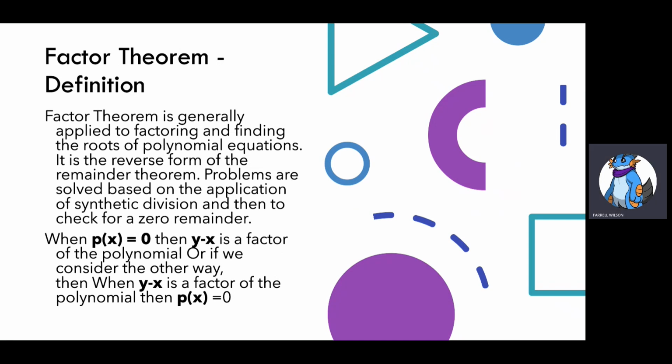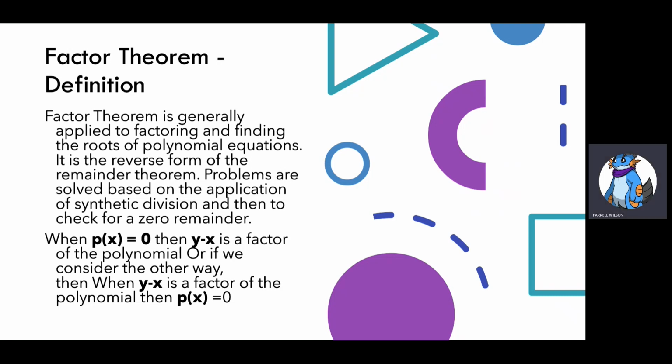Second, we have the definition of the factor theorem. The factor theorem is commonly used to factorize and find the roots of a polynomial equation. You can say that the factor theorem is the reverse form of the remainder theorem. Problems of the factor theorem are solved by applying synthetic division and then checking whether the problem has a remainder of 0.